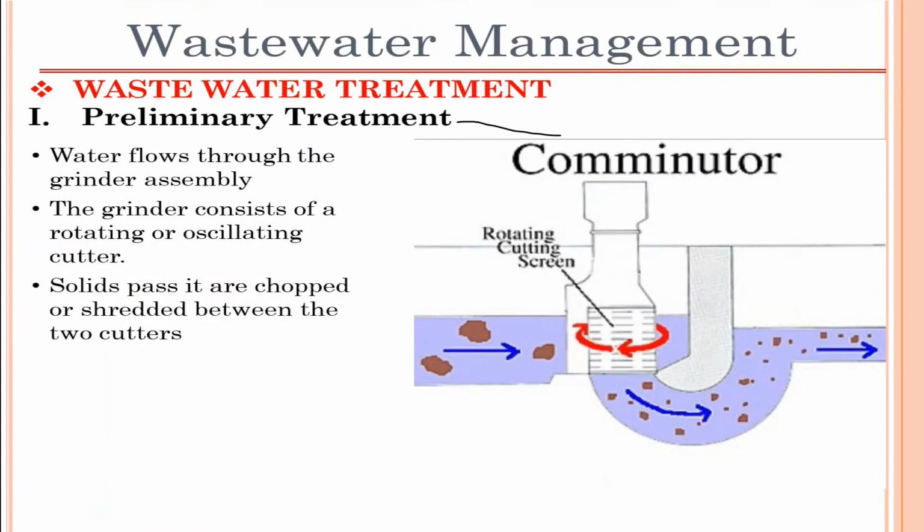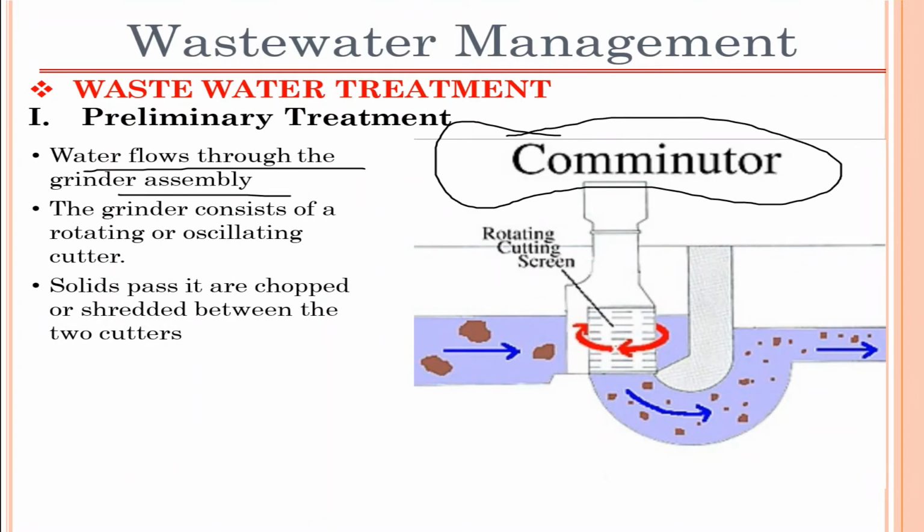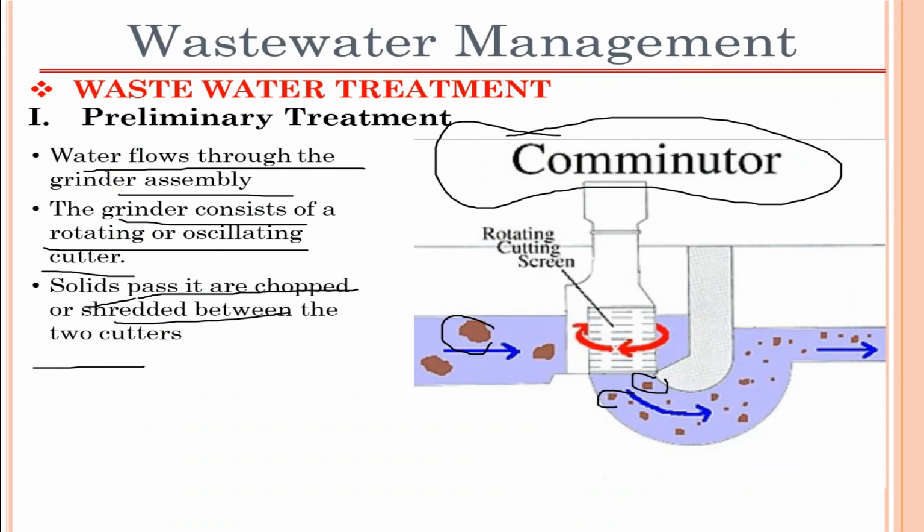Also, this is the picture of a comminutor. Water flows through the grinder assembly, and the grinder consists of a rotating or oscillating cutter. So this is what a comminutor looks like, some sort of a grinder. In this, solids pass into it and are chopped or shredded between the two cutters, so that these bigger particles get converted to smaller particles.